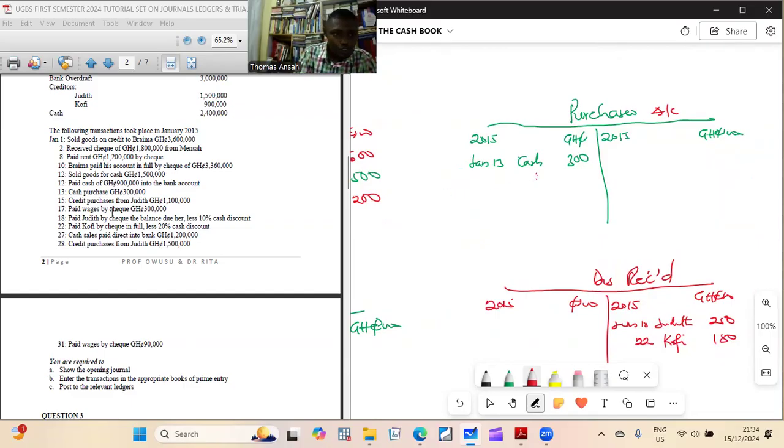I'm sure this is a cash purchase somewhere. Yeah, this is it. So now in the purchases account, which is an expense account, it has a debit balance. So we will do credit purchase, the summation of the credit purchase, so 2,700.